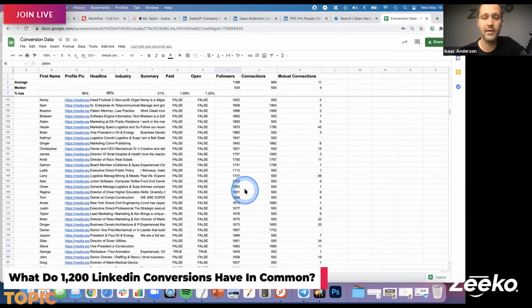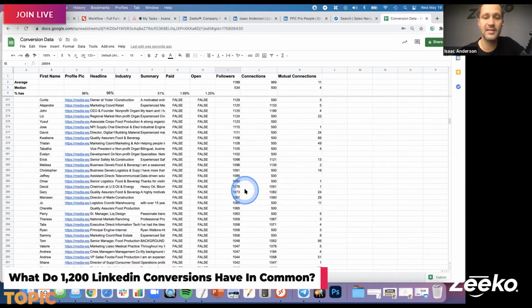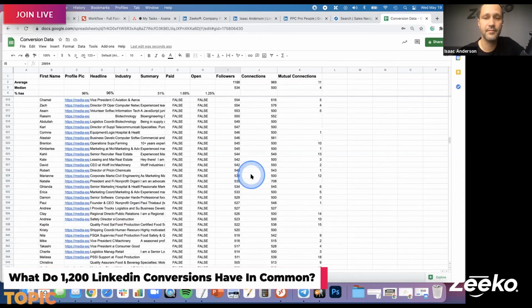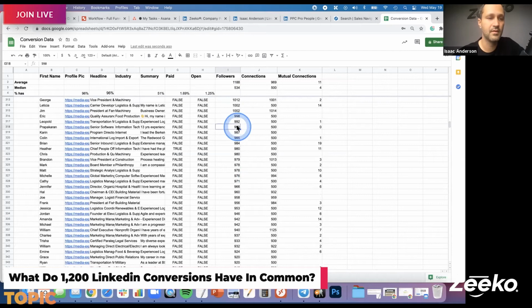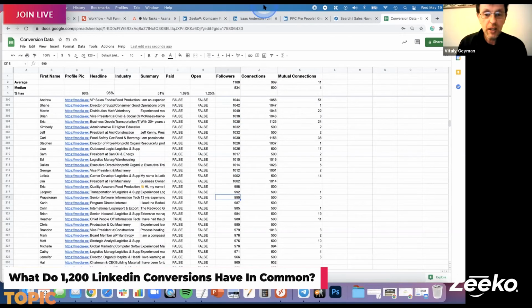If you scroll down, there's a lot, and that's the average, but how many are above 1,000? Should look at that. How do you define active?